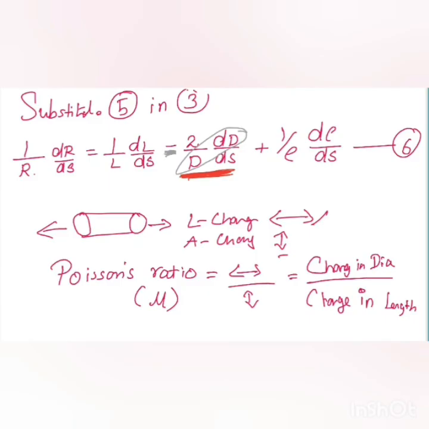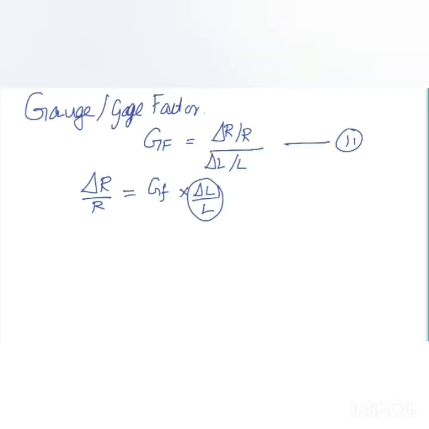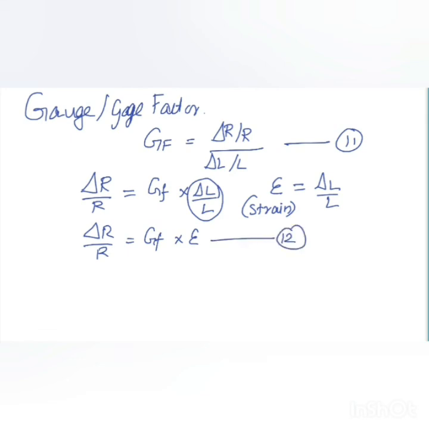So here I said the change in length, which is it moves from left and right, it is expanding. So we call this strain, right? So instead of writing del L by L, I can write it as strain, epsilon. That is what I'm going to use here. So my del R by R is equal to GF into epsilon. This will be my equation number 12.